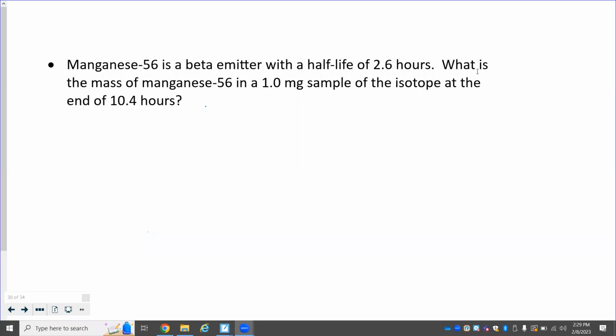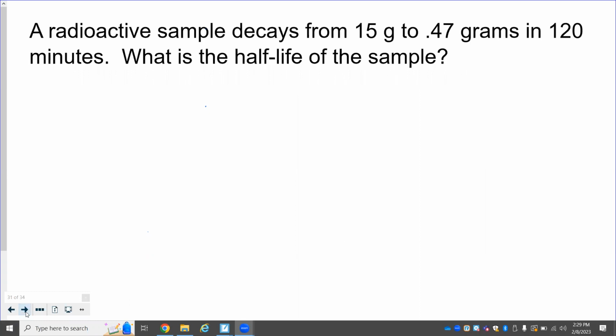All right, and I'm going to skip this example that's in your note, and I added one more that is a slightly different type of question. So if we look at this one, it says we have a radioactive sample that decays from 15 grams to 0.47 grams in 120 minutes. What is the half-life of the sample?